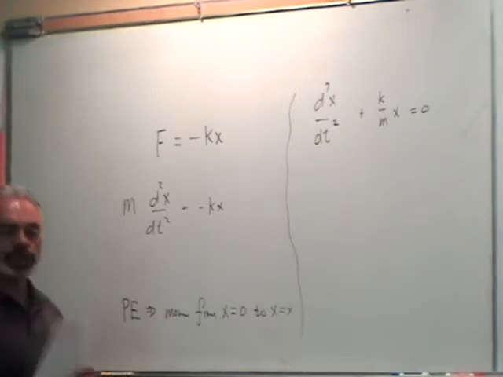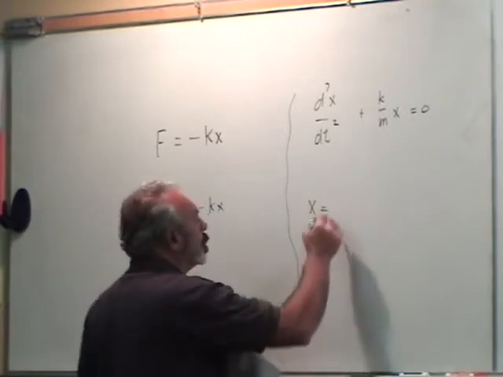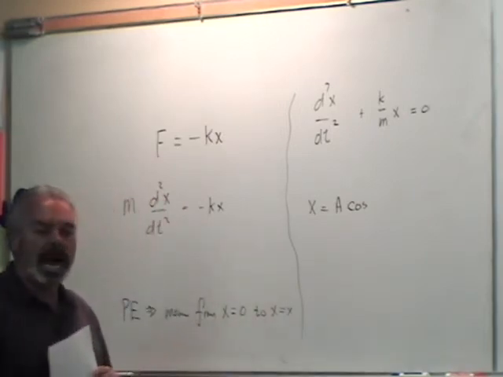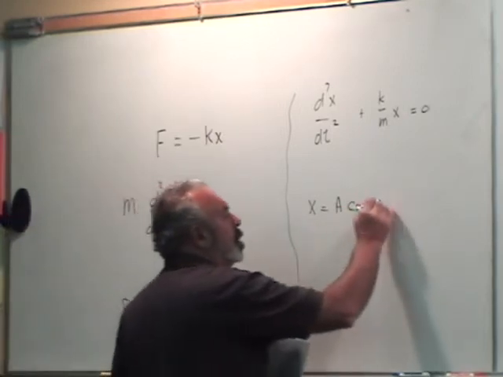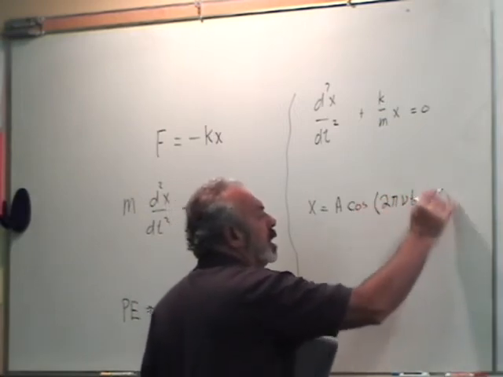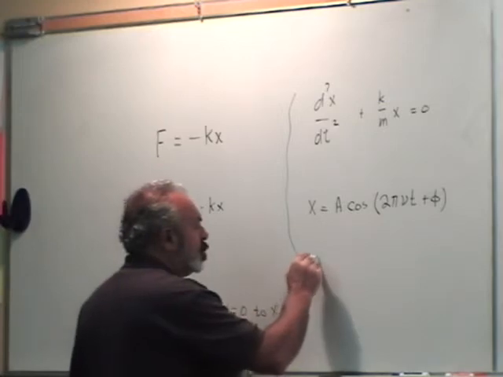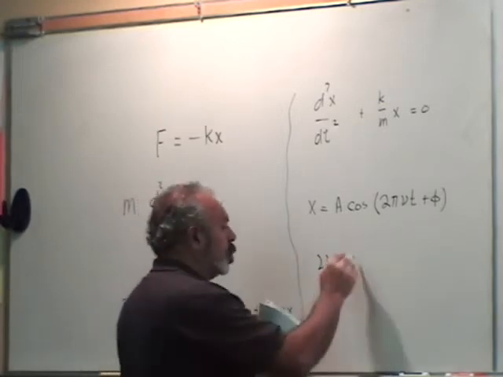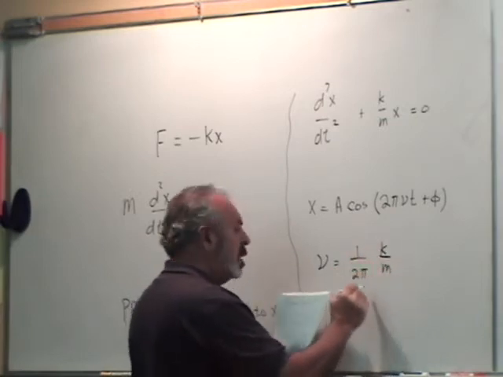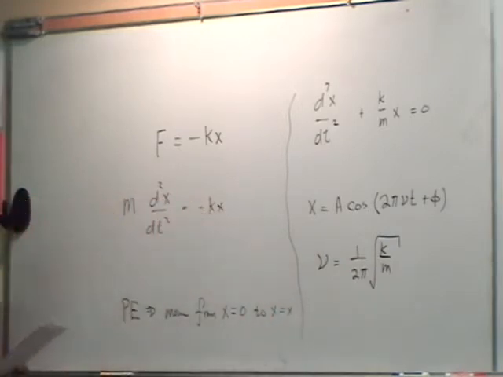A solution to this differential equation would be, and when you get a chance, just show that this works. You don't have to do it right now. A cosine of 2 pi nu t plus phi, where phi is an initial displacement, I just put it there for initial displacement. And nu, as you recall, is the frequency, so it's 1 over 2 pi times the square root of k over m. So this is a solution that would work for us.